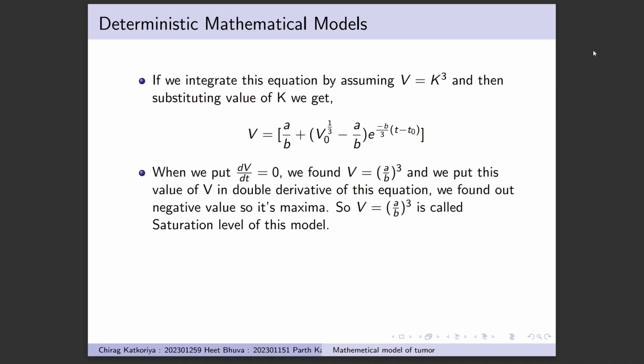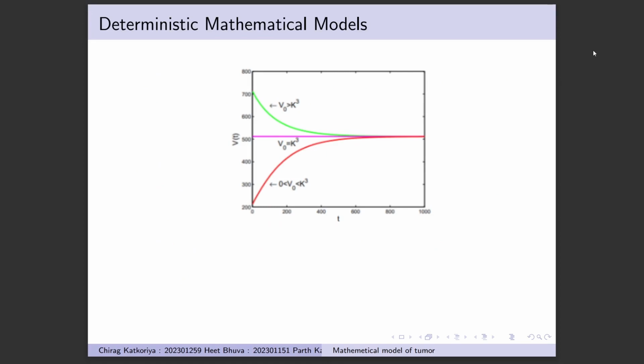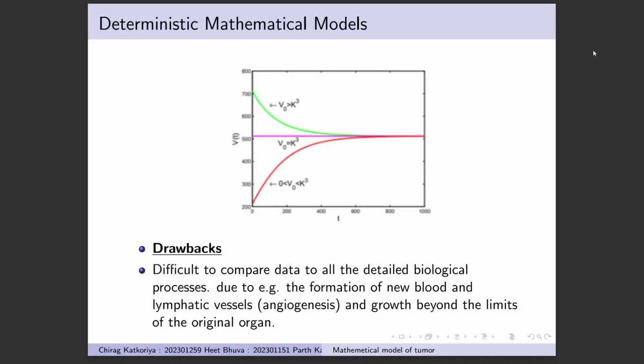And thus, if we try to plot the graph of this, if the initial volume is less than the saturation level, then it will increase exponentially till the saturation level and then it will become constant. If the initial volume is greater than (a/b) whole cube, then it will decrease exponentially to reach the saturation level. And so this is the graph of the Bertalanffy model.